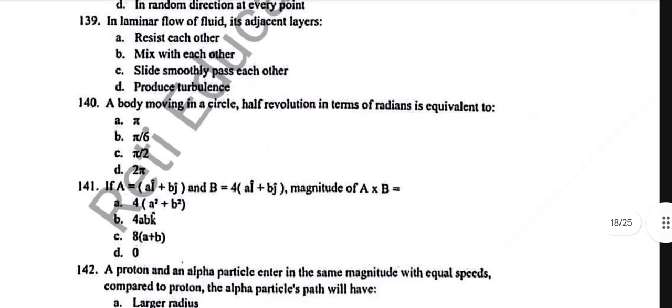Question number 140. A body moving in a circle, half revolution in terms of radians is equivalent to, and the correct option is A, pi. One revolution is equal to 2 pi, half is equal to pi.